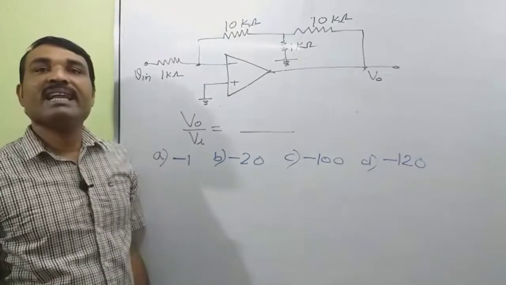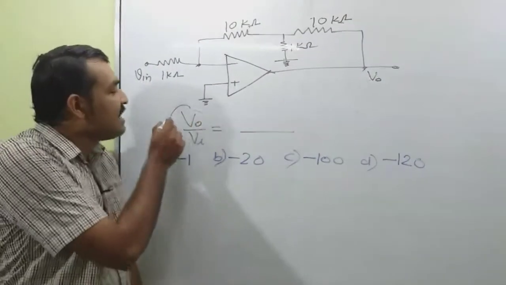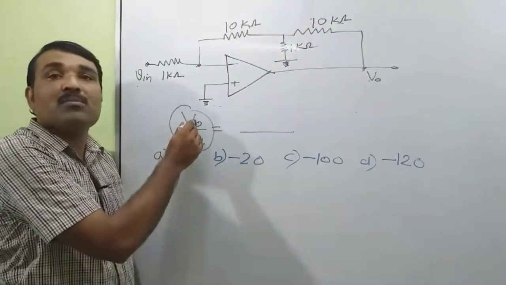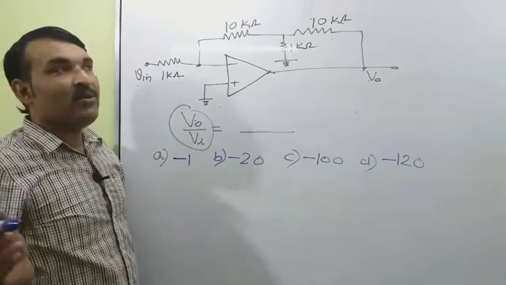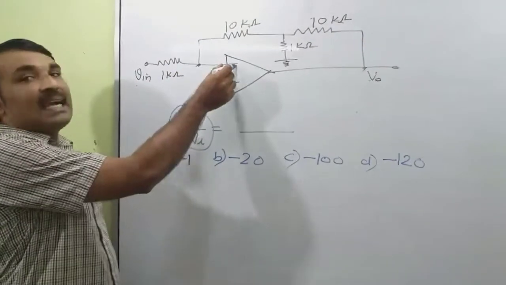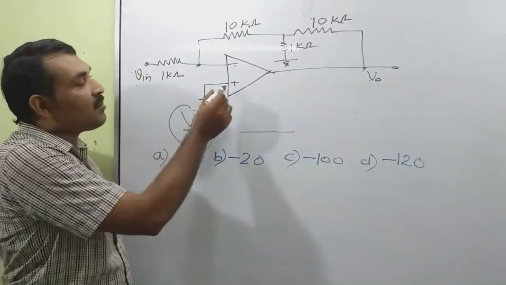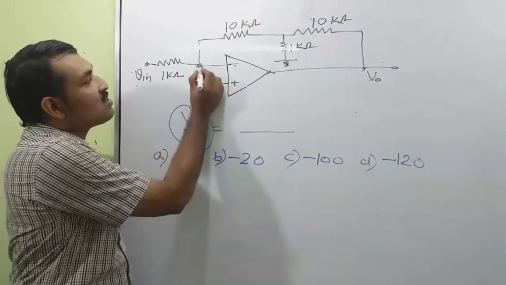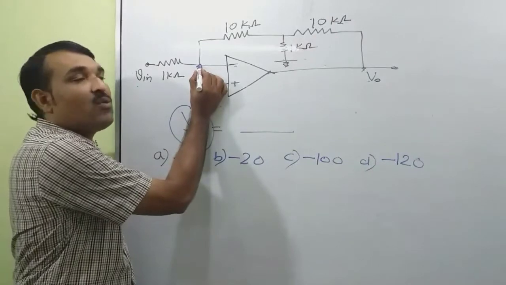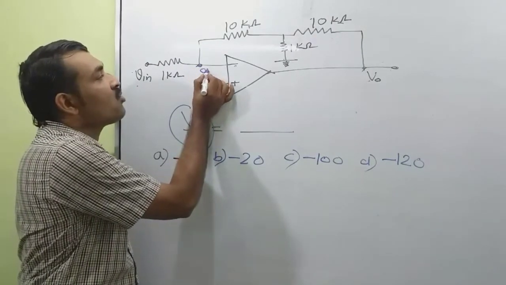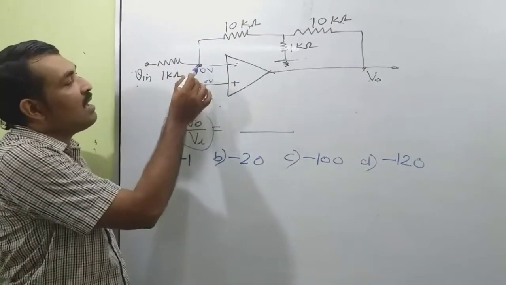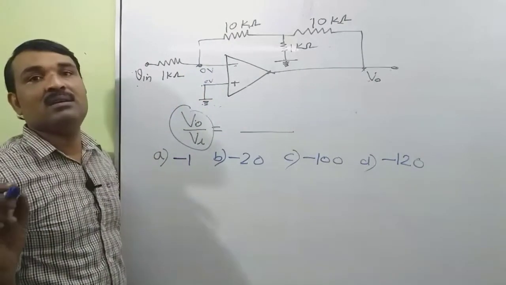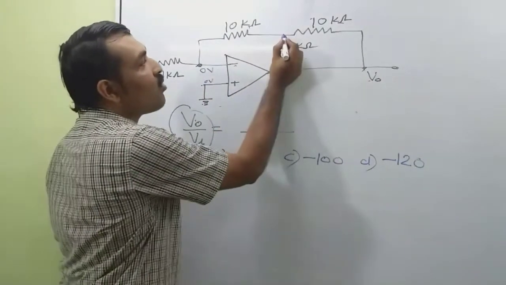So in this question, we want to find the voltage gain V0 by Vi, that is V output by V input. Okay. Now we are giving an input to the negative terminal and the positive terminal is at ground. So the potential at this point is 0 volt. So by using the principle of virtual ground, this point is also at 0 volt. So the potential at this node and this node are 0 volt.